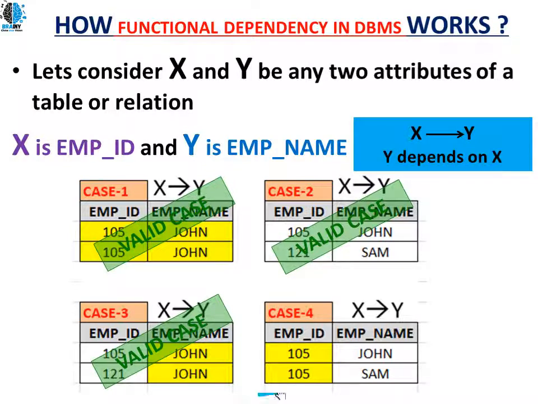Coming to the next, here our employee ID is going to determine employee name. In case 4, you can see employee ID 105 appears twice. Employee IDs of two different persons will not be the same, because employee ID is a primary key. So this is an invalid case. This is how the functional dependencies work.